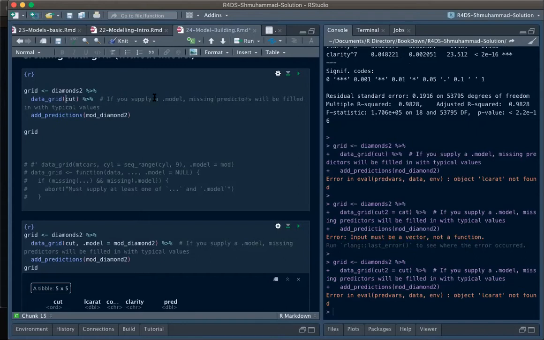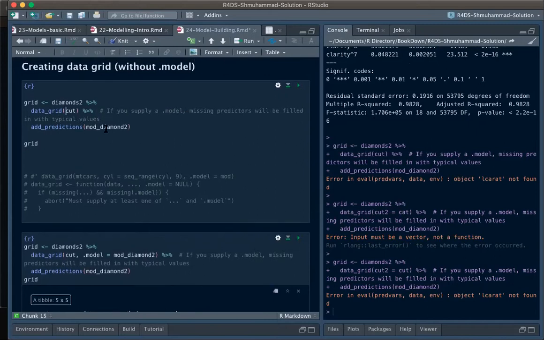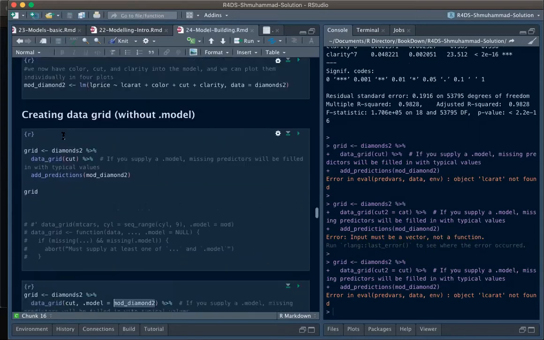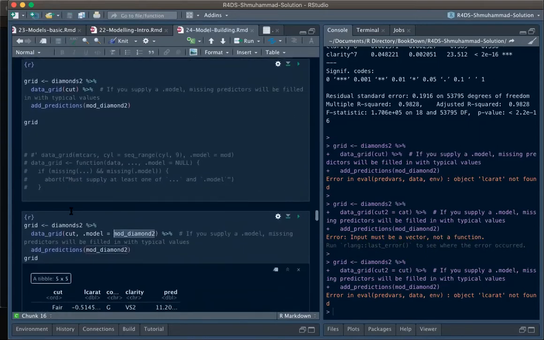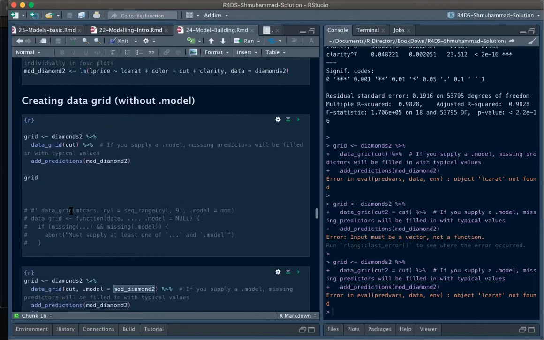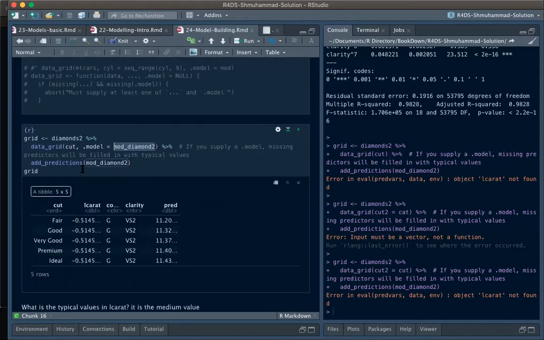if you supply a dot model, missing predictors will be filled in with typical values. I really don't understand what he means by the missing predictors will be filled in with typical values. So this is the section of the code I highlighted here. So now when we add this dot model and we feed it the model. Okay, I get it. I get it.